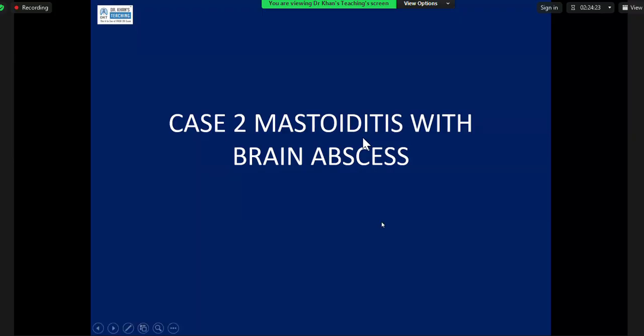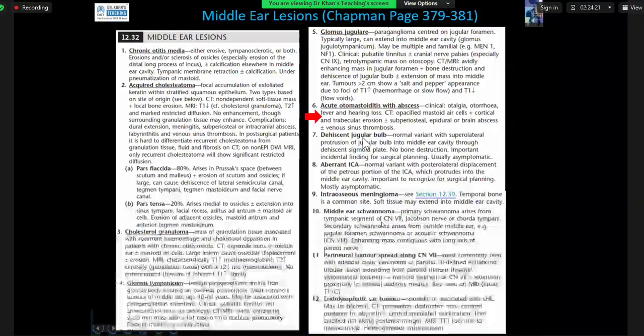Sigmoid sinus thrombosis, etc. So now this is differential of middle ear lesions. Look at the words middle ear lesions, and this is what the case was: acute otomastoiditis with abscess. Usually clinically there will be otalgia, otorrhea, fever, hearing loss, etc. You will see opacified mastoid air cells, cortical and trabecular erosions. There can be epidural or brain abscess, and there can be venous sinus thrombosis.